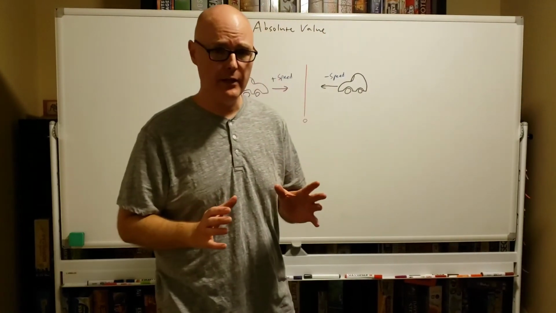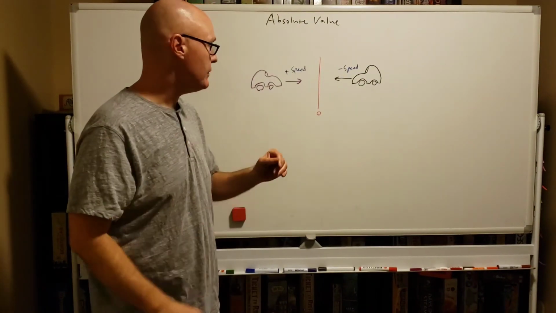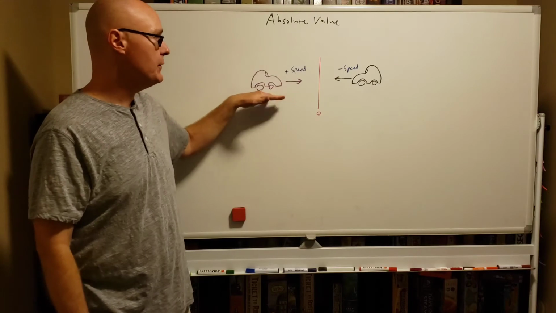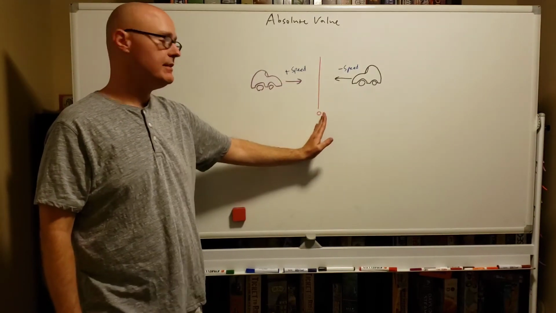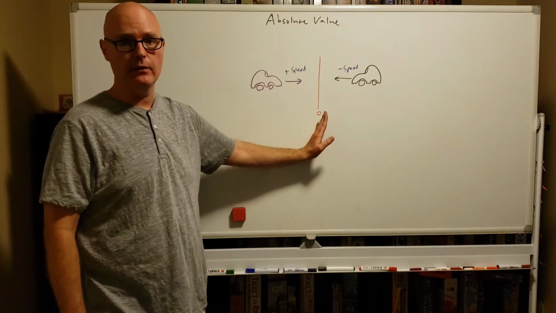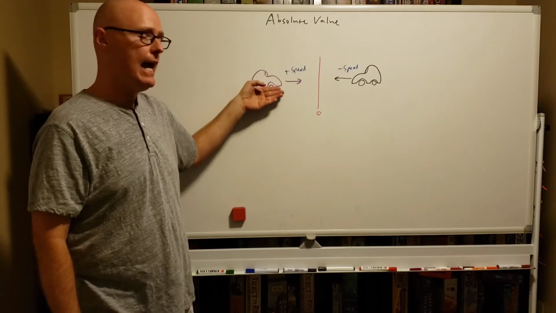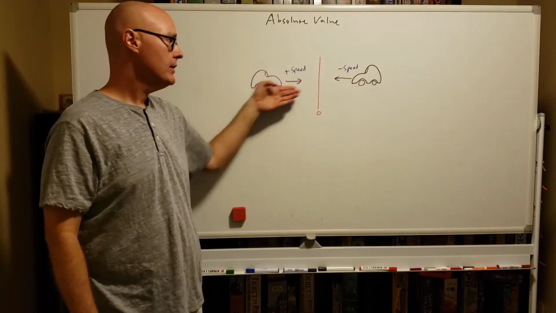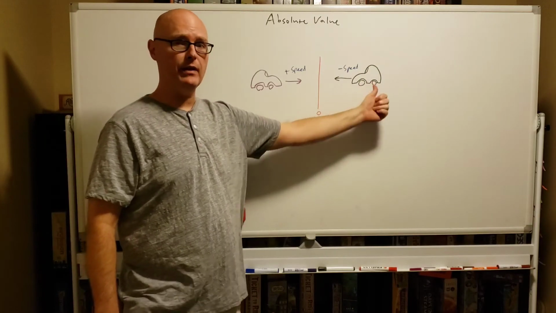So the absolute value is the magnitude of the quantity, right? Let's say that I have an example where I have two cars that are driving towards a collision point. Let's say that we have set this collision point as 0. So relative to this point, this car has positive speed as it's going this way on our axis. This car has negative speed as it's going this way on the axis.